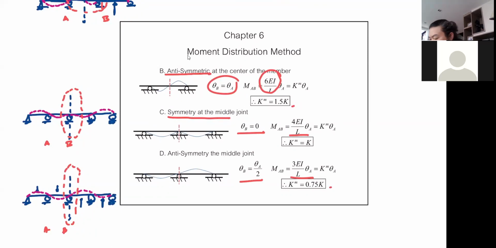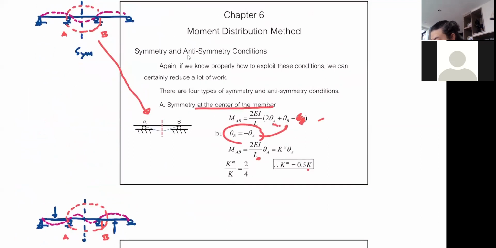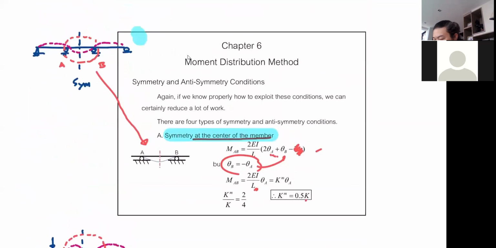Okay, you don't have to remember all this because I can give this to you in the exam. But you should learn how to use it, especially symmetry at the middle joint, or with an even number of spans, or symmetry at the center of the member, or symmetry with an odd number of spans, like this.